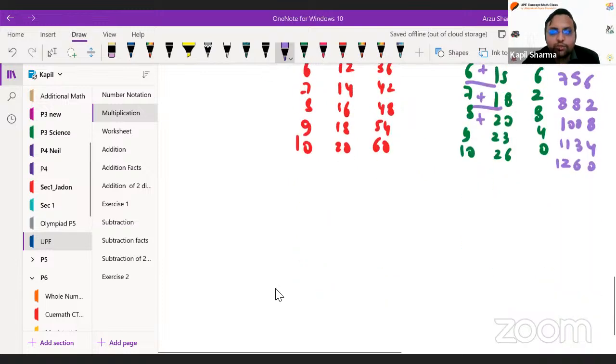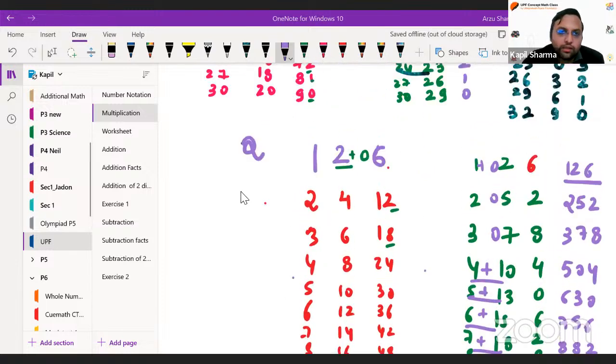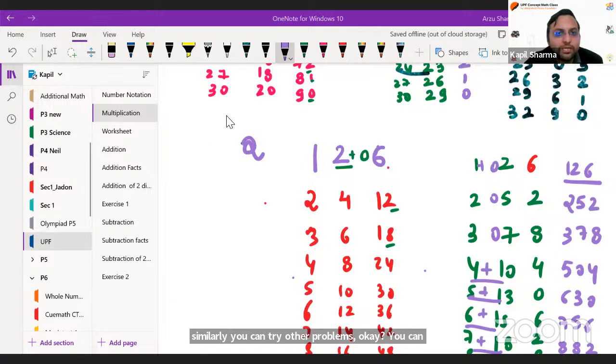Okay, fine. So similarly, you can try other problems. You can take any 2-digit or 3-digit number and try to write its multiplication table. Okay, so now let's move to our topic for today.